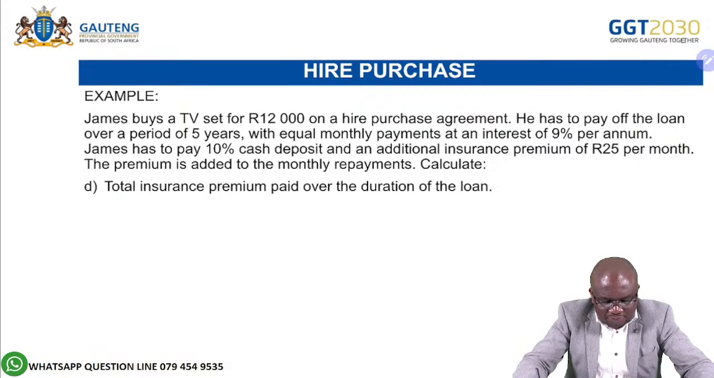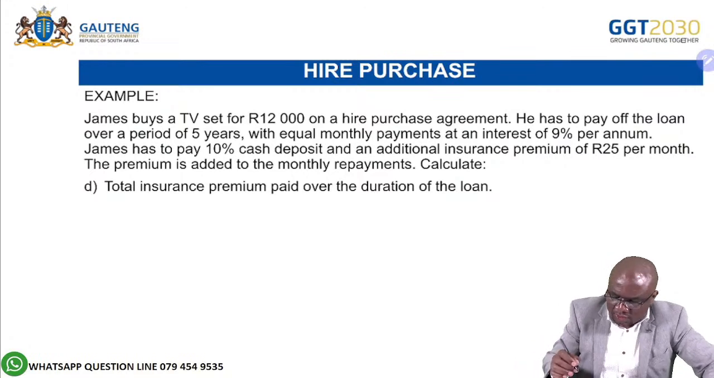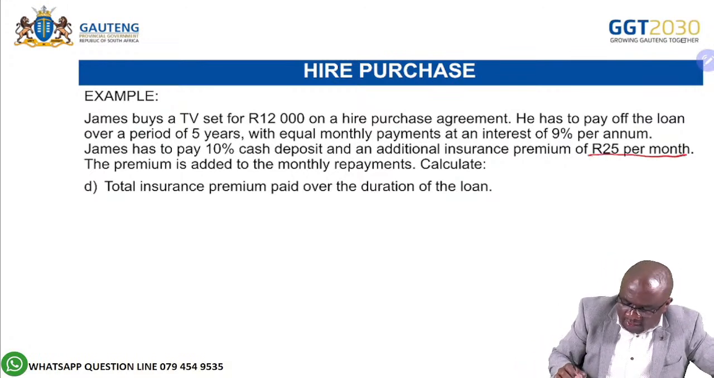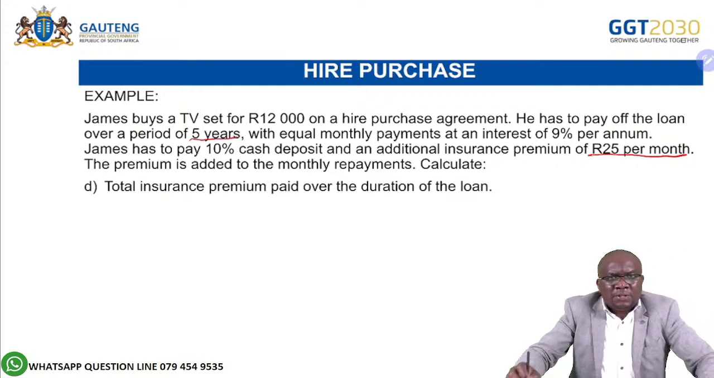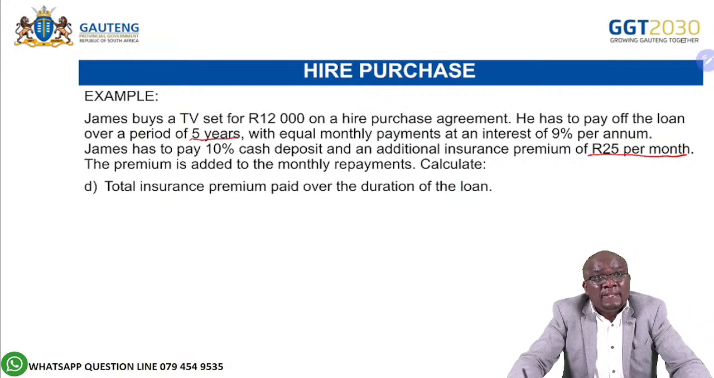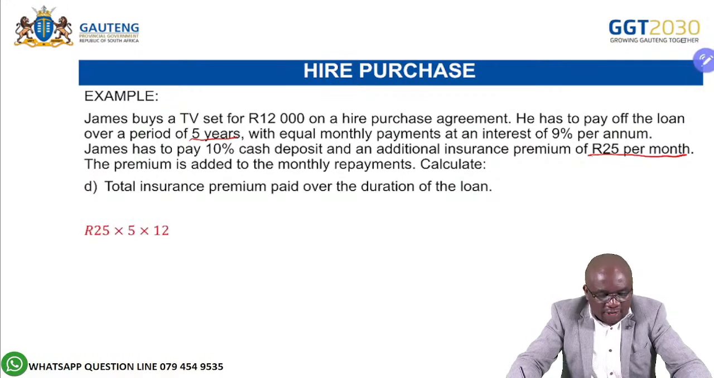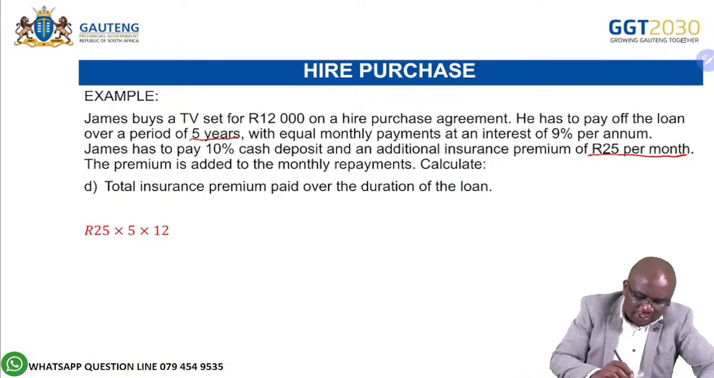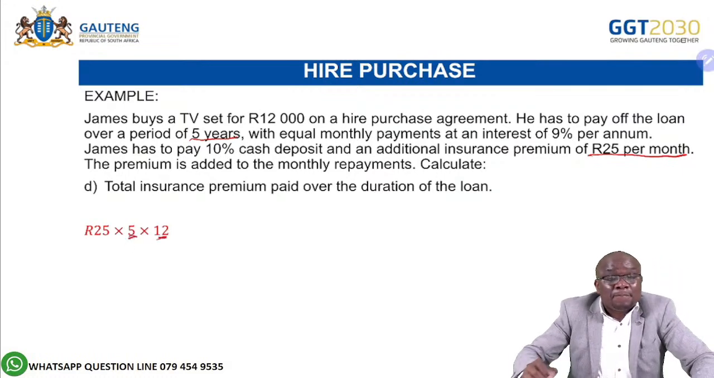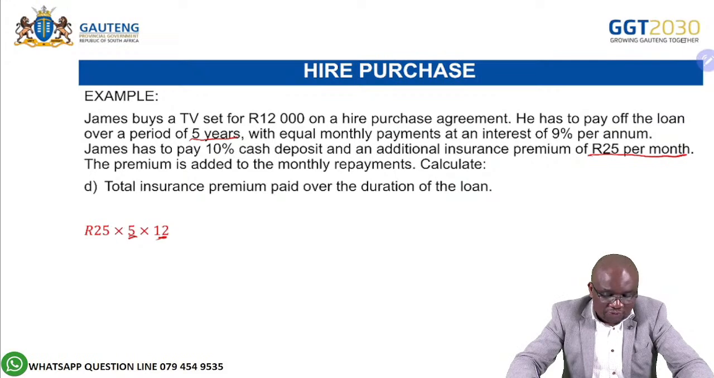The total insurance premium paid over the duration of the loan, we don't need previous answers for this. Let's just use what we have here. It is 25 Rand per month, and then for 5 years. What we do is per month, not per year. So it's going to be 5 times 12 to get the number of months, which is 60, then times 25. So 25 times 5 times 12. This is the number of years, this is the number of months per year. So 5 times 12 is 60. And then we get that the premium paid over the 5 years is 1,500. Okay, just write it down somewhere.